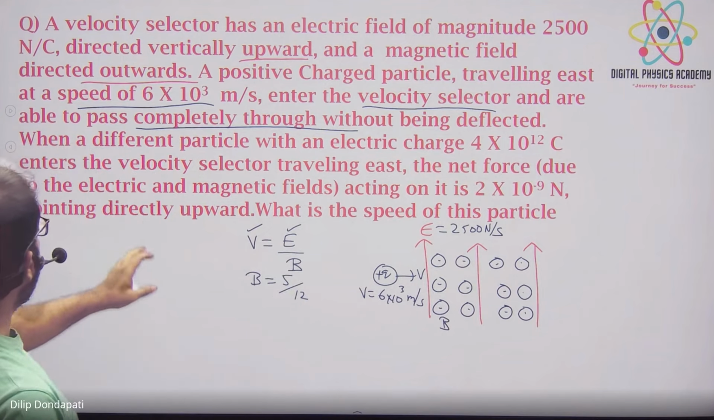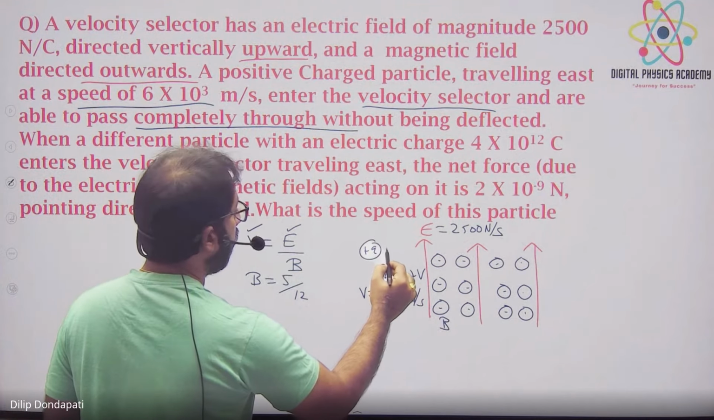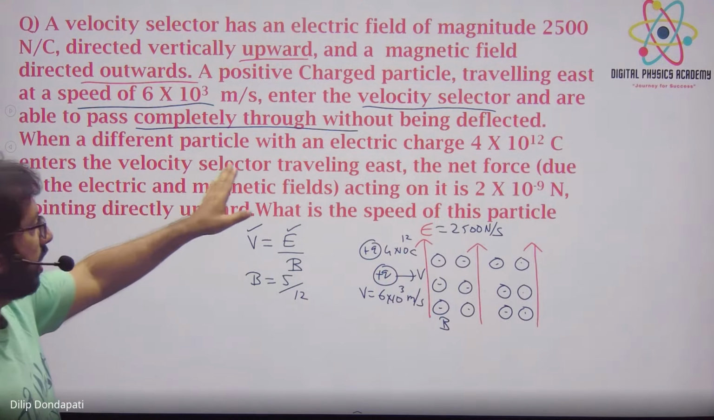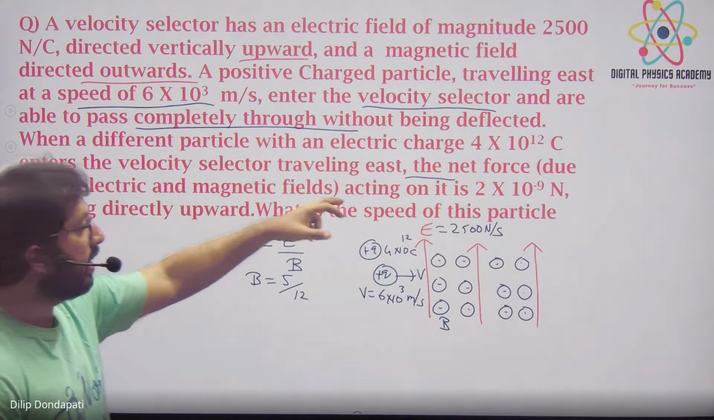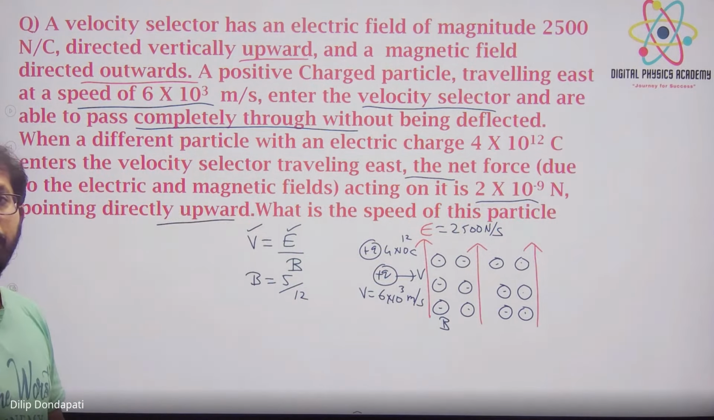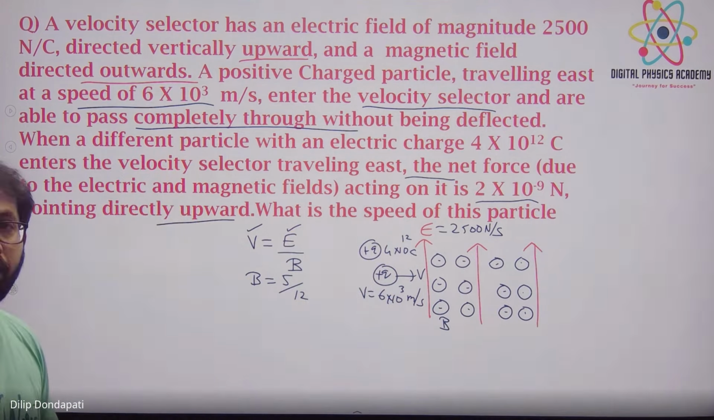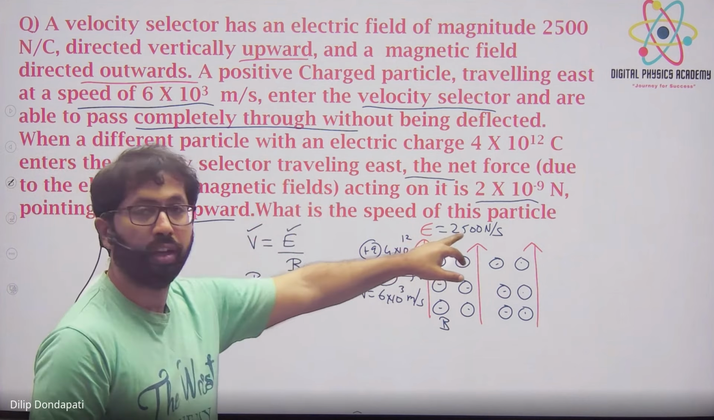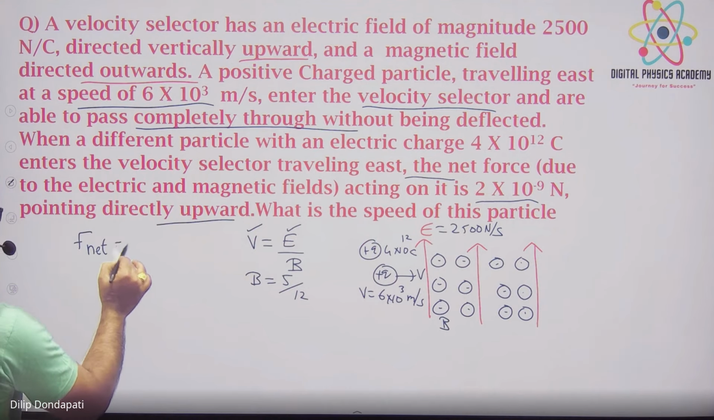Now, when a different particle with charge 4 × 10^-12 coulomb enters the velocity selector, moving east, the net force due to the electric and magnetic fields is 2 × 10^-9 Newton, pointing upwards. Indirectly, what is the meaning of net force? Because it is acting upwards, and upwards is the electric force, that means the electric force is more. So net force is equal to Fe minus Fm.